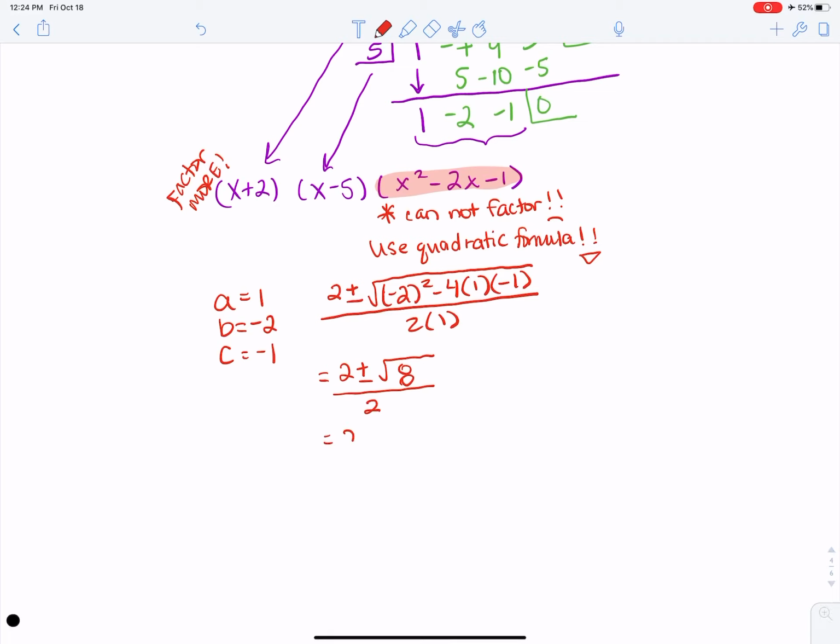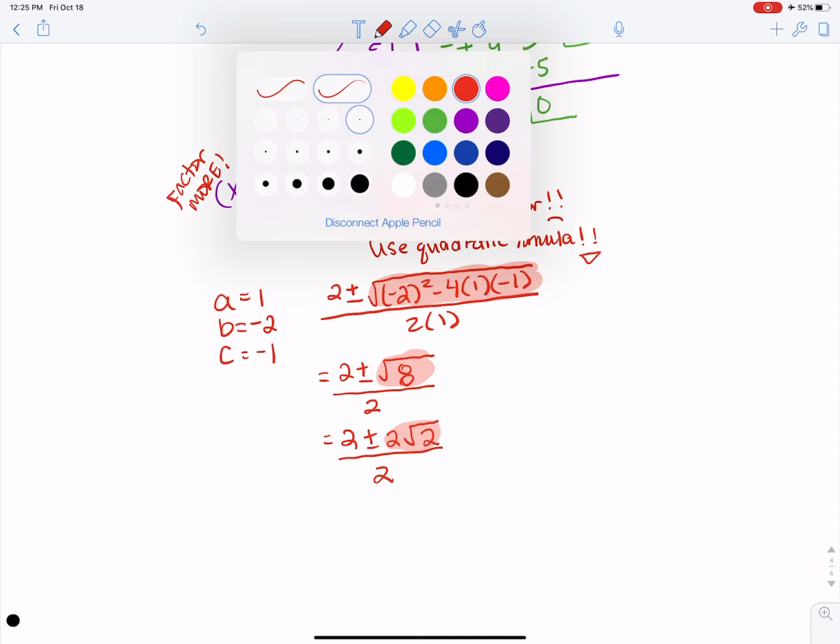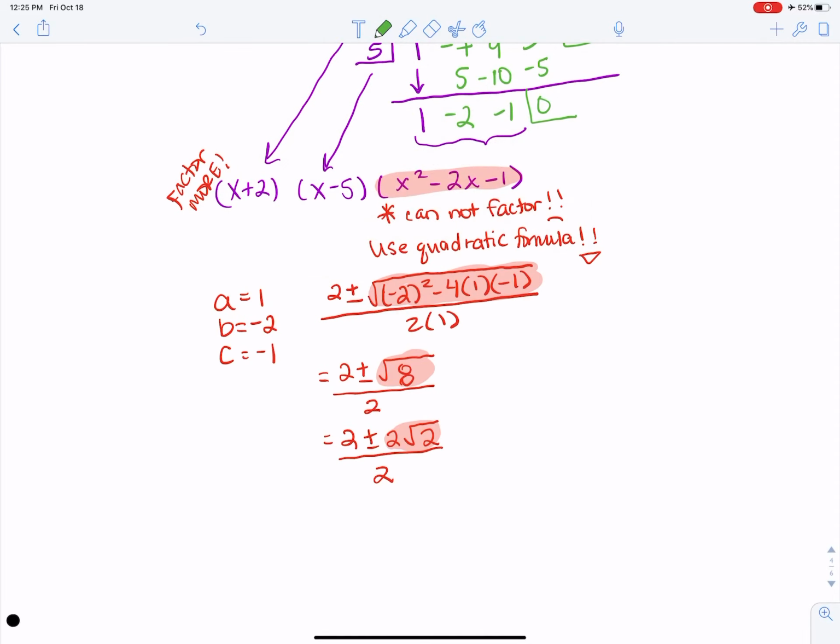So this part now simplifies to be this part. Nothing has changed, honestly, from the beginning. This part at the beginning just went down and simplified the square root of 8, which went down and simplified to 2 square roots of 2. And now you have to simplify more by taking out the GCF. So 2, 2, and 2 go away. And our final answer is 1 plus or minus square root of 2.